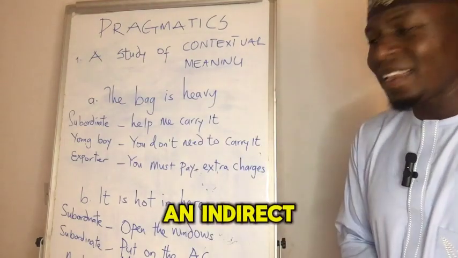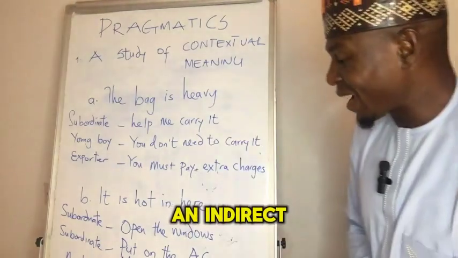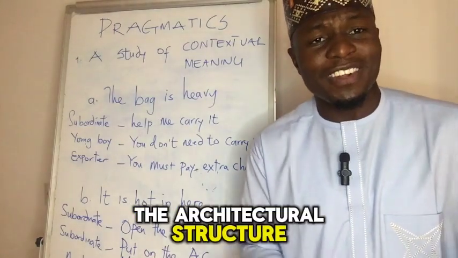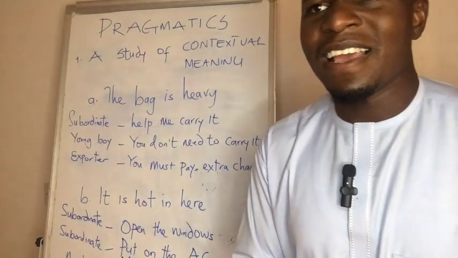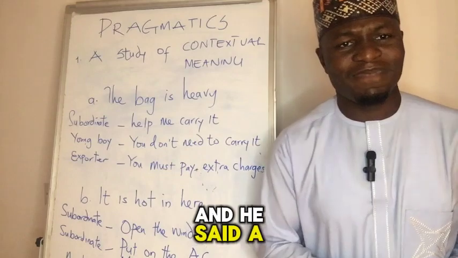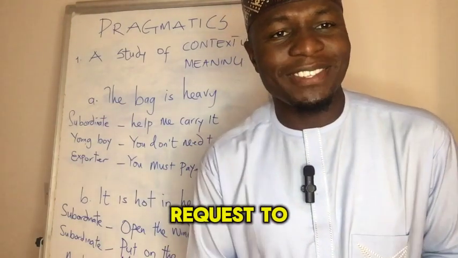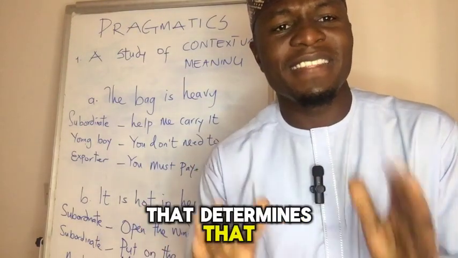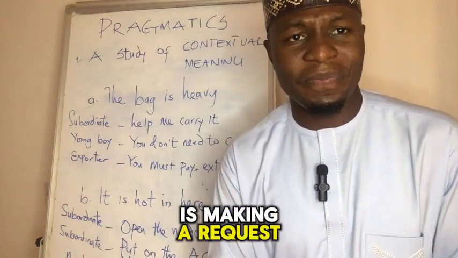It can also be an indirect request to put on the air conditioners. It can also be an indirect request to an architect to make amends to the architectural structure or to the building. Now, let's take another context. Someone comes up with a cigarette in his hand and he says, a lighter, please. This is a direct request to help him with a lighter to light his cigarette. It is the context that determines that he is not just making a declarative statement, but rather he is making a request. Thank you.